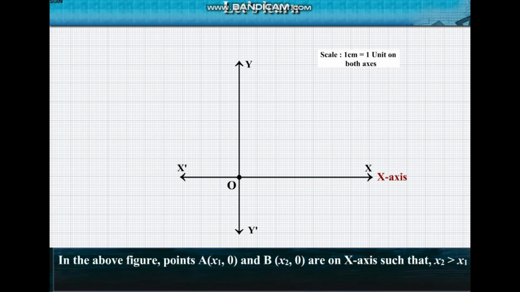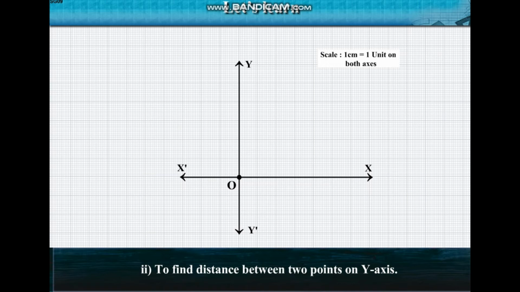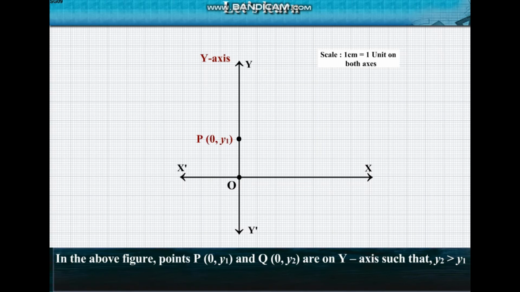1. To find distance between 2 points on the x-axis. In the above figure, points A(x1, 0) and B(x2, 0) are on the x-axis such that x2 is greater than x1. Therefore, distance AB is equal to x2 minus x1. 2. To find distance between 2 points on the y-axis. In the above figure, points P(0, y1) and Q(0, y2) are on the y-axis such that y2 is greater than y1. Therefore, distance PQ is equal to y2 minus y1.